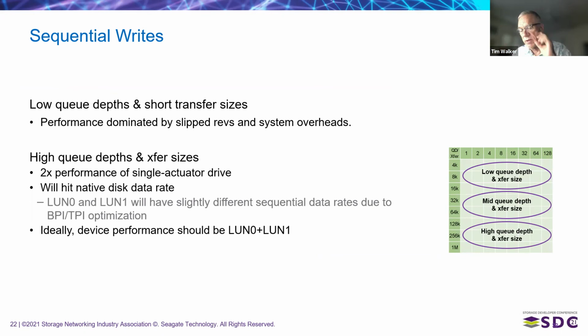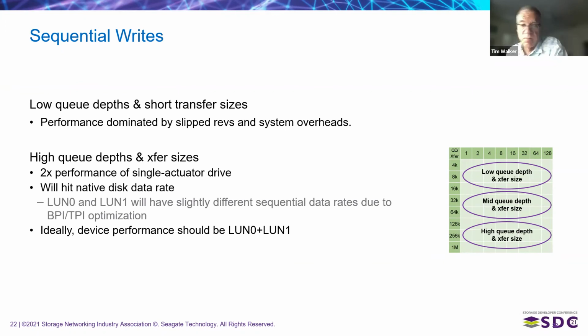And so we have the potential for the two controllers to have to wait on each other. And so for short transfers, we can see it impacting the performance. However, once we get some commands in the queue, we get the transfer size up, sequential performance is really good. And we will run it at disk rate simultaneously to both actuators, particularly with 12 gig SAS.